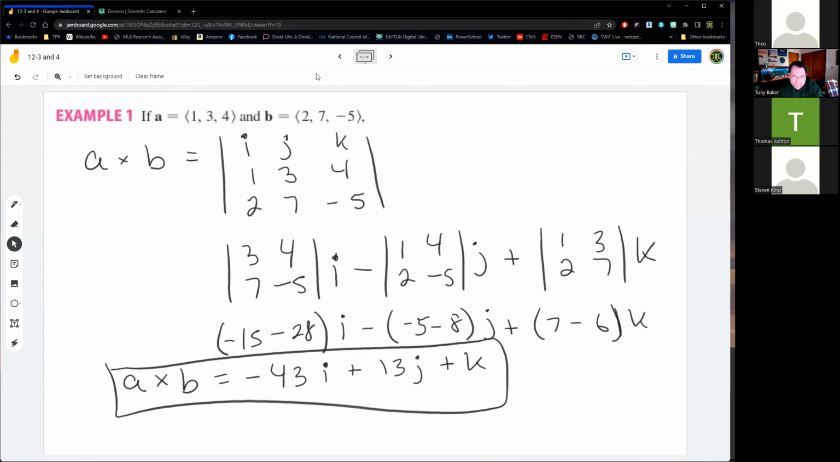So with the matrices, you always start with the top left, multiply diagonally, and then subtract that by the top right. Yep. Diagonally. So yeah, 3 times -5 minus 7 times 4 for the first one.